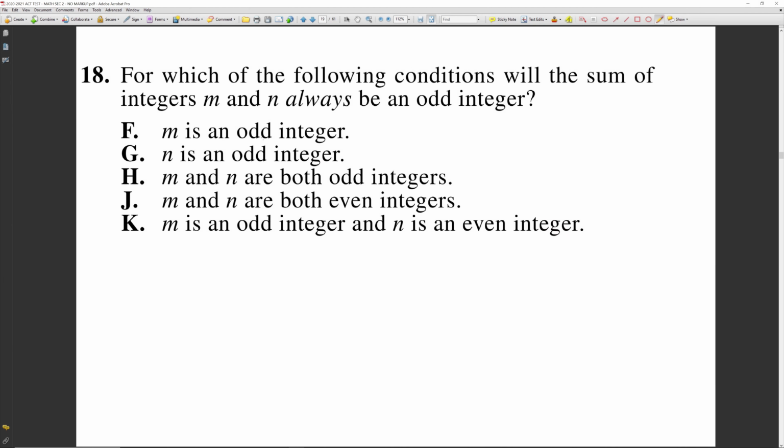To Mars. 18. For which of the following conditions will the sum of the integers m and n always be an odd number? So this goes back to the rules of addition. If you add two odds together, you get an even. If you add two evens together, you get an even. The only way to get an odd is to add an even plus an odd gives you an odd. The only answer that gives you this is K, because it tells you m is an odd integer and n is an even integer. So in reality, this is a 10-second problem.